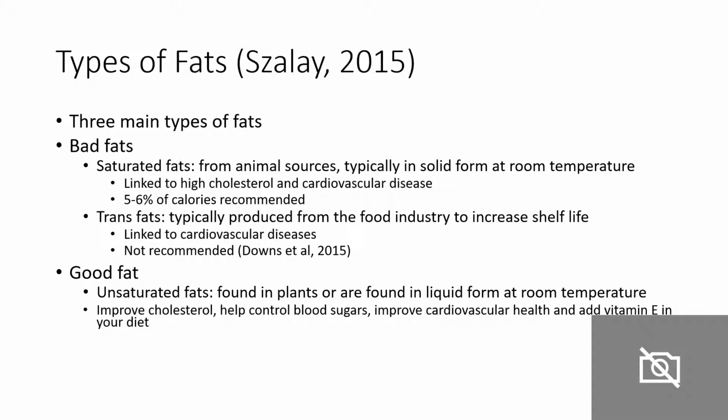There are three main types of fats. We will separate that into two main groups. There are a group of bad fats and good fats. The bad fats include saturated fats and trans fats. Saturated fats are from animal sources such as red meats, poultry, and full or reduced fat dairy products. A good rule of thumb is that saturated fats are in solid form at room temperature.